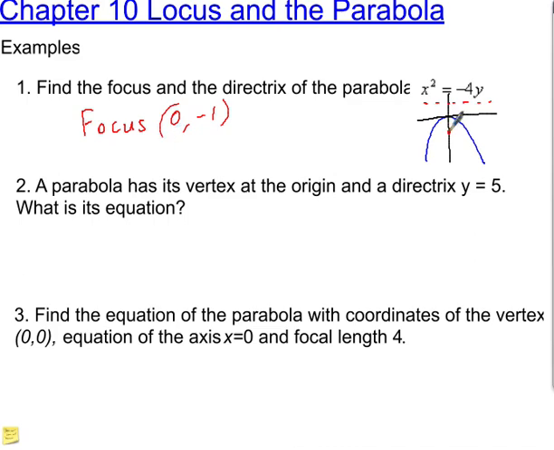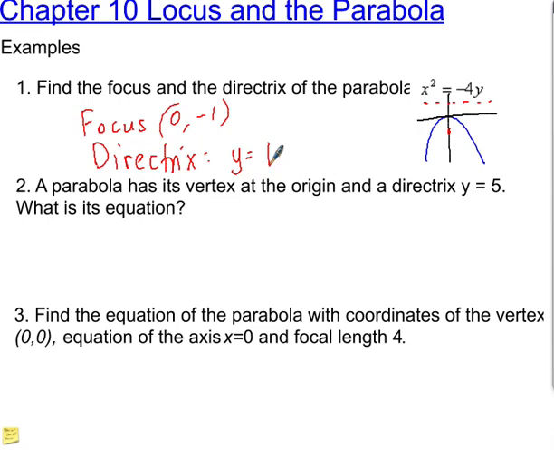Yeah, it's concave down. That negative means it's concave down. So the focal length is 1. And the directrix is this dashed line I've drawn there. So what's the equation of the directrix? y equals 1. Yep, y equals 1.